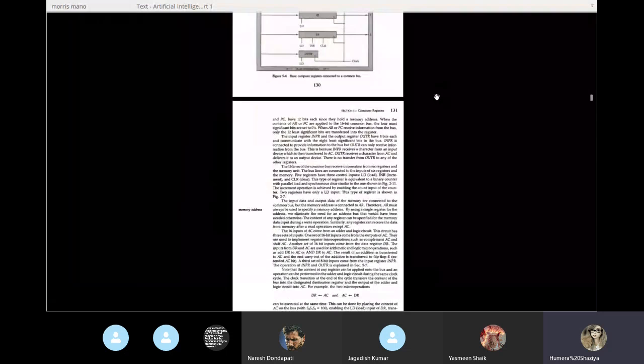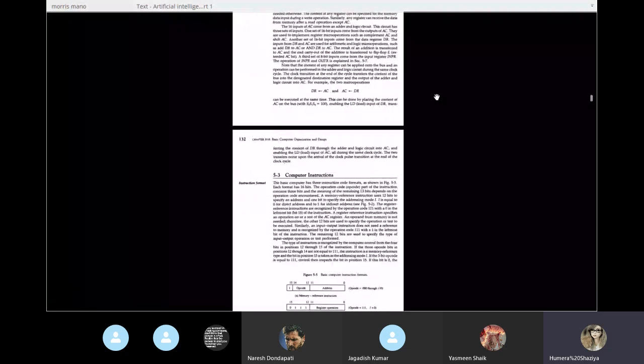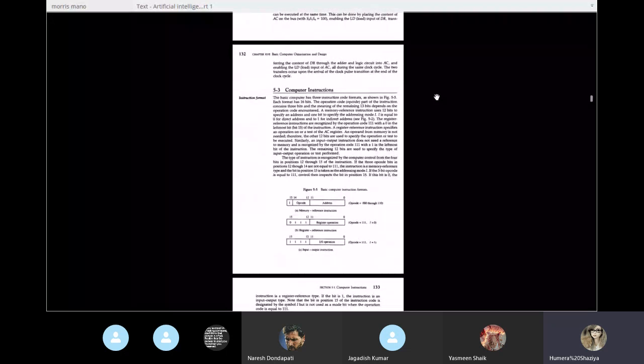Okay, after bus structure, computer instructions, three types of computer instructions.